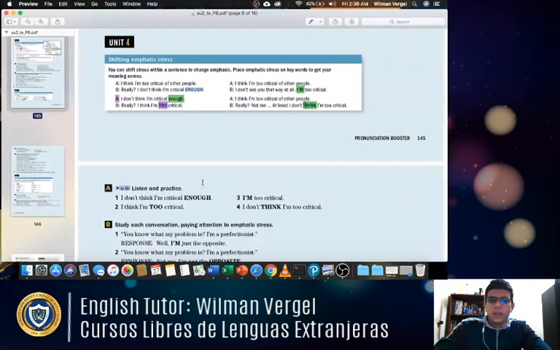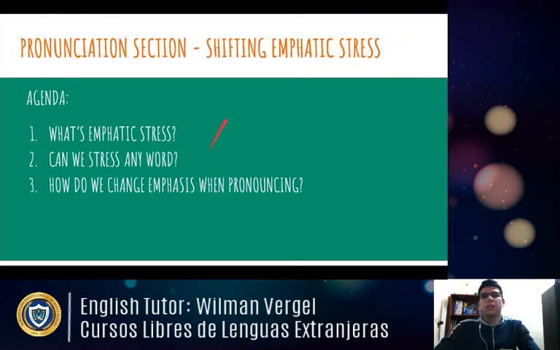Okay, let's move to the next part, which is the pronunciation section. We're going to talk about something important to know. Sometimes when we talk to someone, we speak with other people, and the information can be confusing. So we're going to need emphatic stress in order to clarify some information.